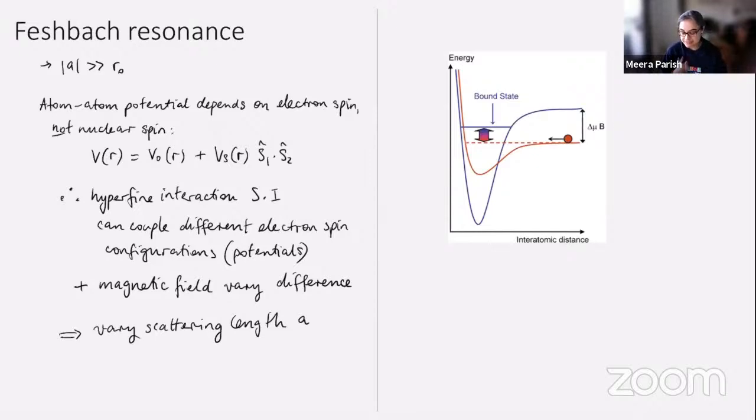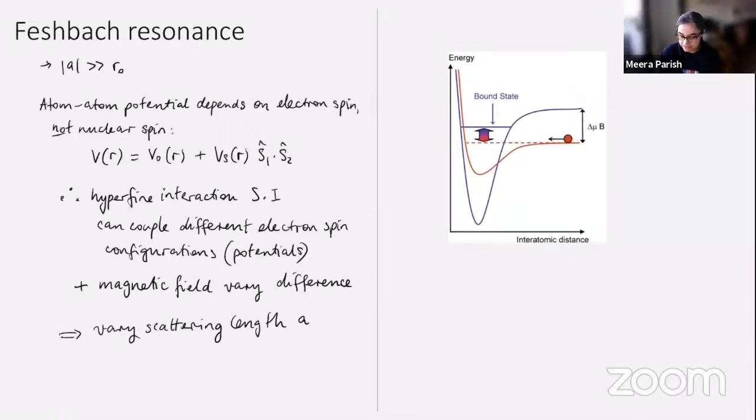Yeah, so the key is, sorry, I was just going to add that the deeper one is usually the singlet. The key point is that one of them allows a nearby bound state, and the other one does not, at least in this picture. And so then you're tuning that bound state of the singlet near the threshold of the triplet.